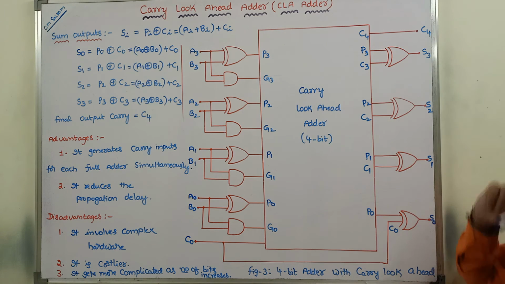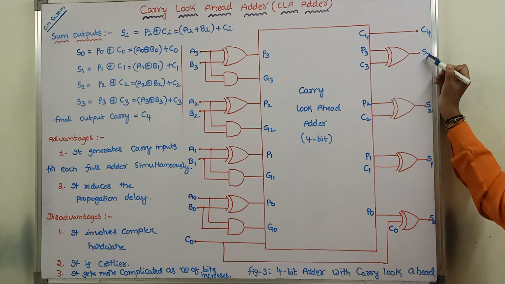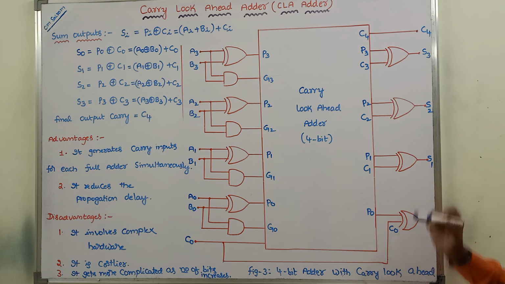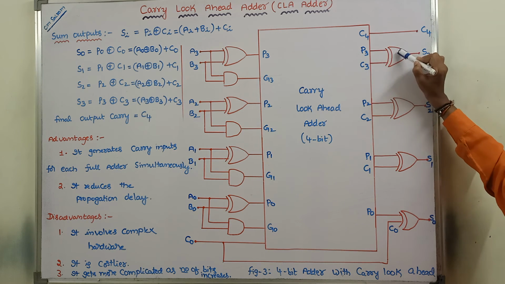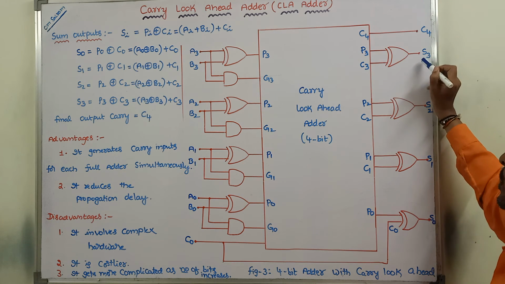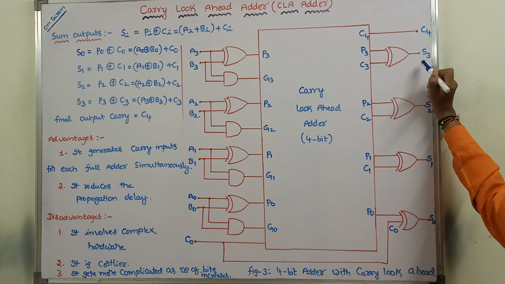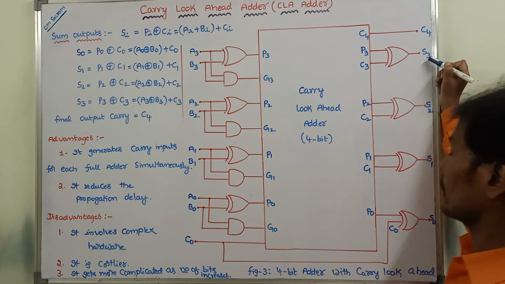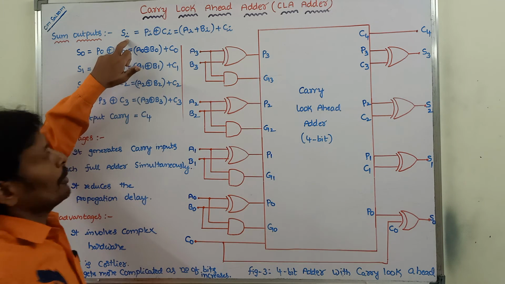How to get S3? P3 exclusive OR C3. So P3 and C3 inputs are applied to a two-input exclusive OR gate. Then it becomes P3 exclusive OR C3. It is equal to the S3 output. How to get it? Substitute i value equal to 3 in that formula.